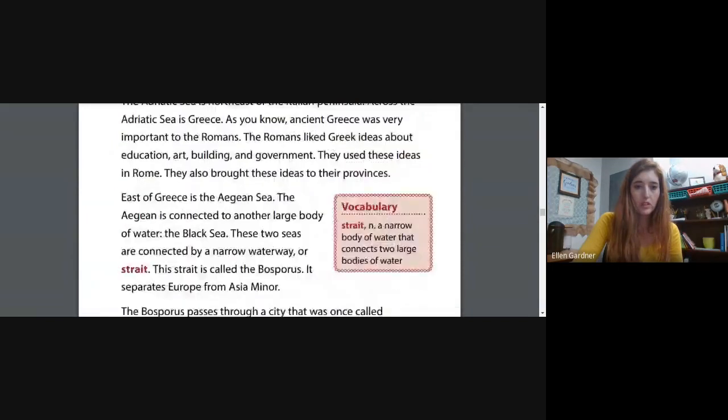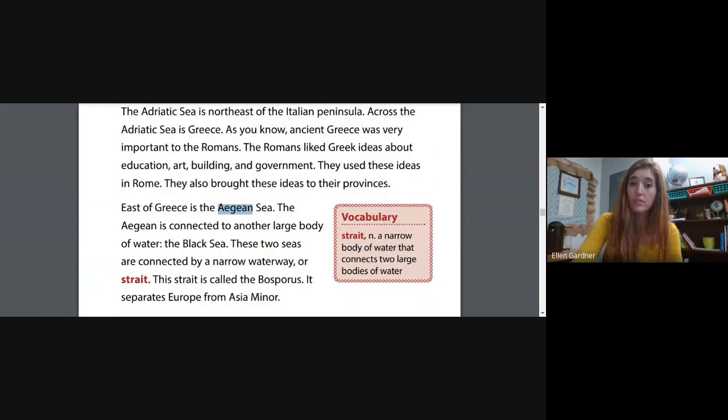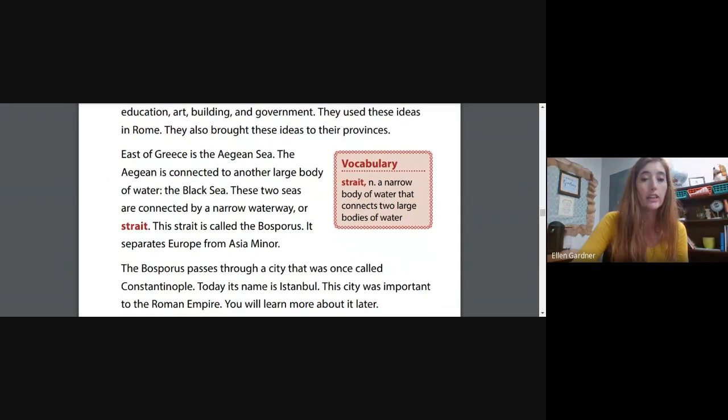Can you say Aegean? Very unusual word, but we say Aegean. It is connected to another large body of water, the Black Sea. These two seas are connected by a narrow waterway, or what's called a strait. Looks very similar to like a straight line. This word is a homophone because it means something different and is spelled differently, even though it sounds like a straight line. This type of strait is a narrow body of water that connects two larger bodies of water.